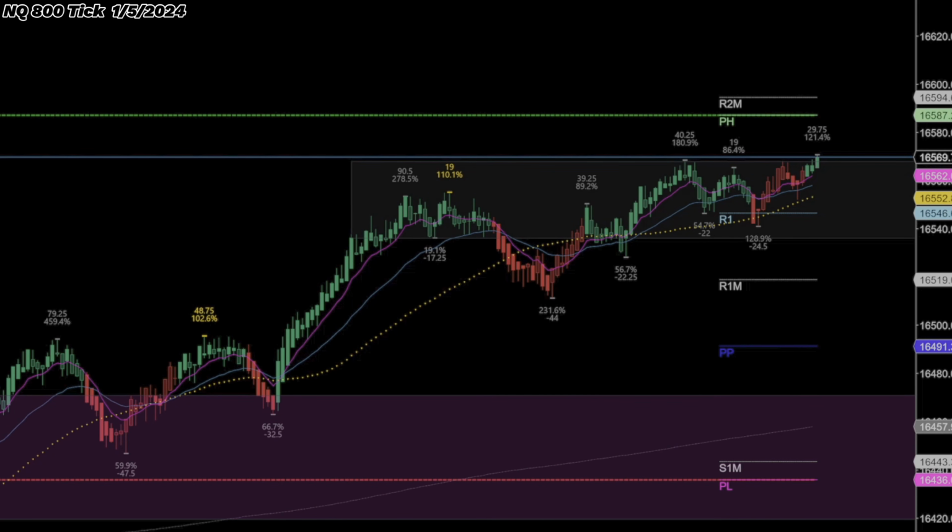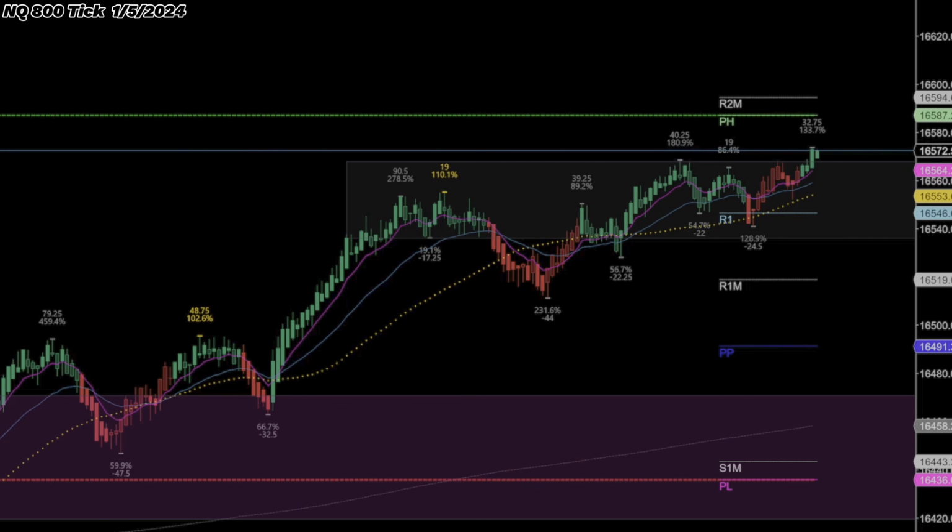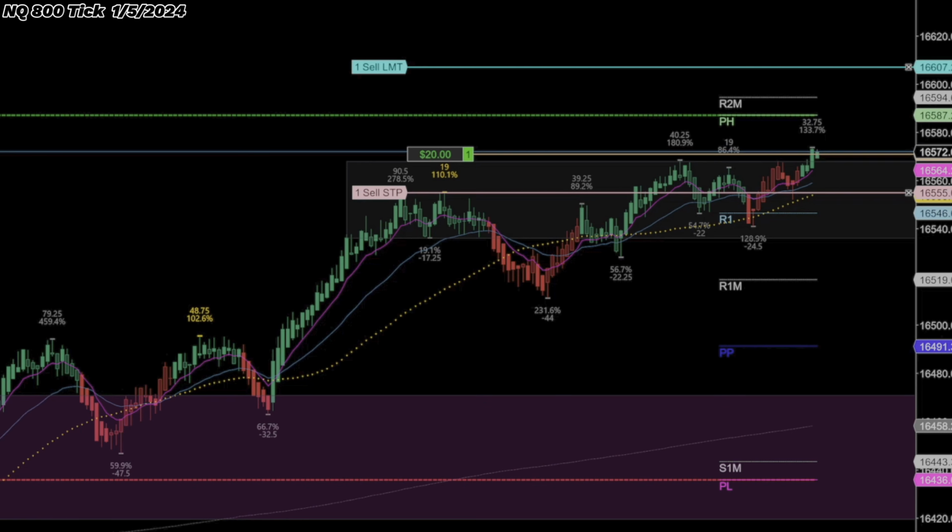Okay, now buyers are trying to close above that level. Okay, nice, that close bar. Okay, not very strong, but I think I'm gonna try one lot here. And when I see the price coming back, or even trying to go inside that box, then I'm gonna kill it.